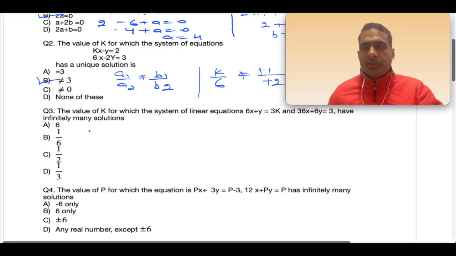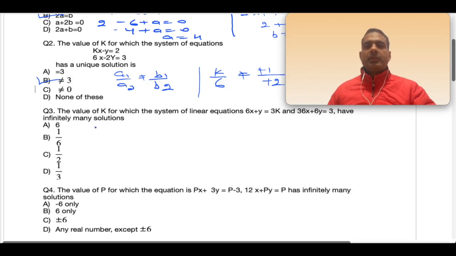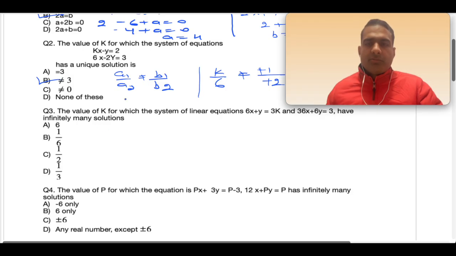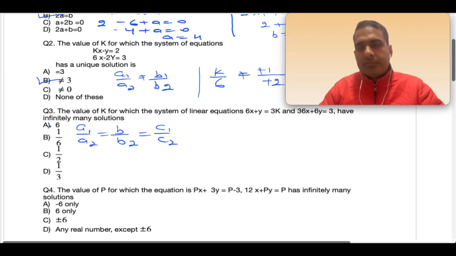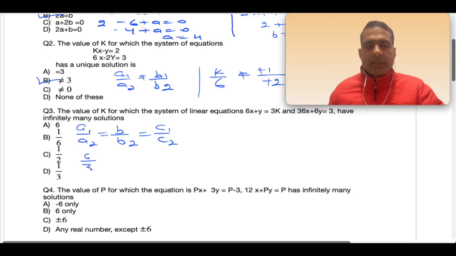Now moving to the third question, the value of k for which the system of linear equations has infinitely many solutions. Infinitely many solutions, so we know the condition for the infinitely many solutions of a pair of linear equations. It is a1 by a2 is equal to b1 by b2 is equal to c1 by c2. All the ratios of the coefficients of x, y and the constants should be equal. So from this equation, if I write a1 and a2, 6 by 36 should be equal to 1 by 6 should be equal to 3k by 3.